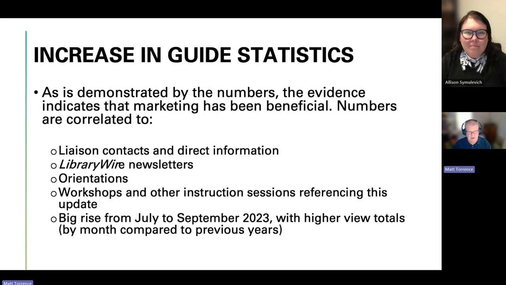And you can see there, I made a note about the big rise from July to September, which some of that was expected, but even compared to previous years, the numbers had gone up pretty heavily.